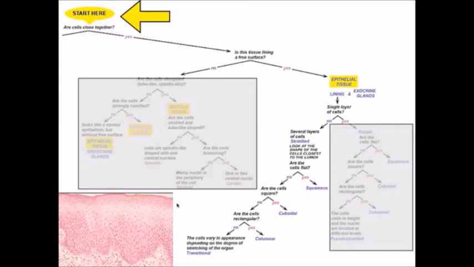If we look at the shape of the cells closest to the lumen or the edge in this case, are they flat? And the answer is yes, which means we get to stop right there. This is stratified squamous epithelium. Isn't that wonderful? There is 1 down, 8 to go.